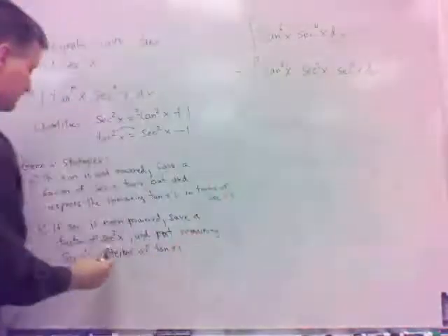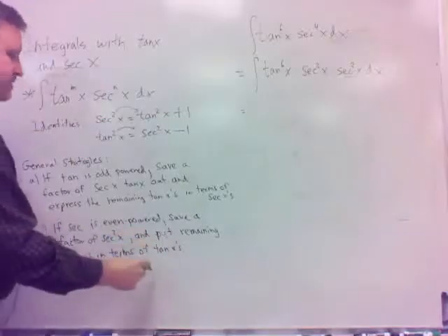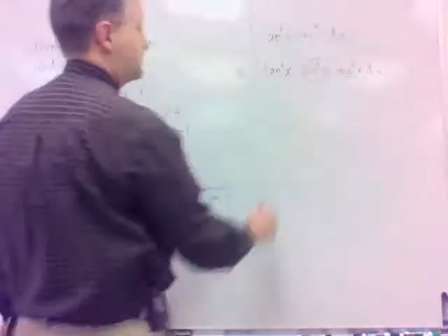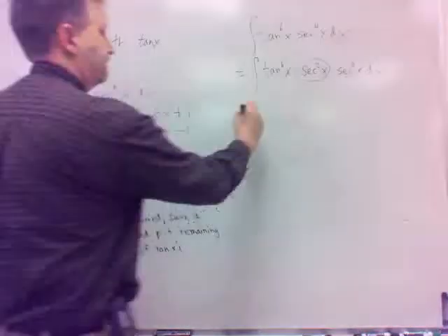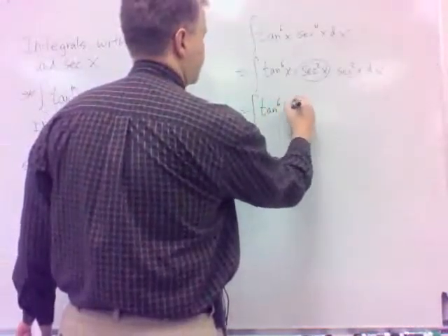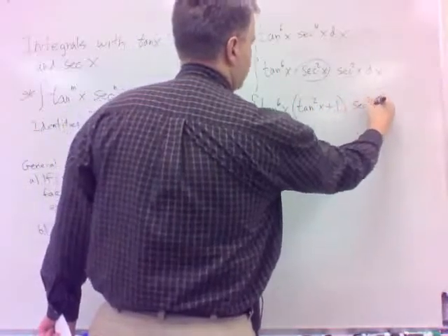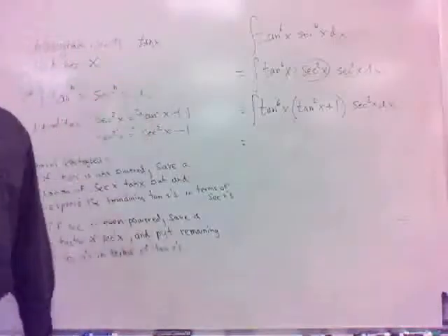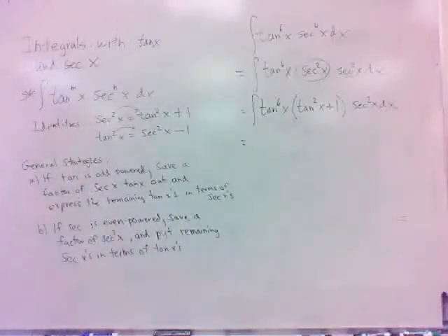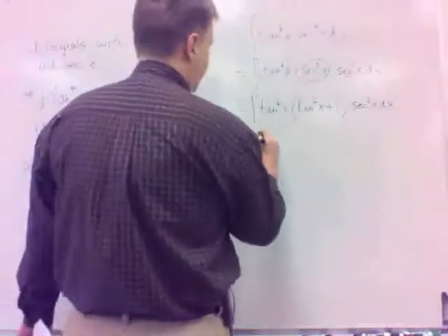Then put the remaining secants in terms of tangents. So here's the remaining secants. It's a secant squared, and it turns out secant squared is tangent squared plus 1. So we have tangent to the 6th x, tangent squared x plus 1 times secant squared x dx. Works out good again. Actually, now, this one is going to work out pretty well. It's going to be like the first sine cosine one we did. That's the only good news I got for you.